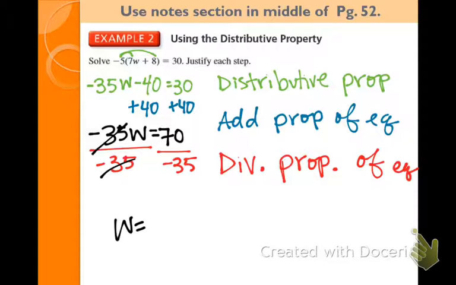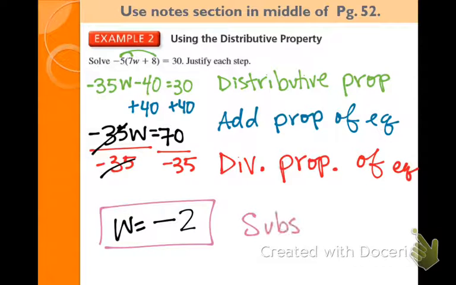So when I divide a positive by a negative, what's my outcome going to be? Negative. And then what's 70 divided by negative 35? Negative 2. Good. And then your last step is substitution property of equality.